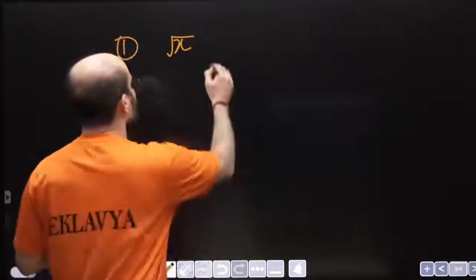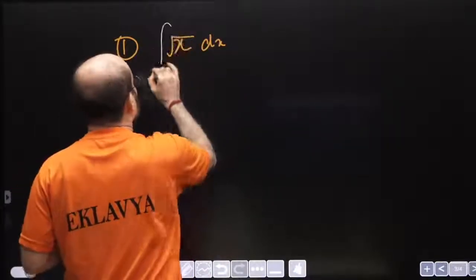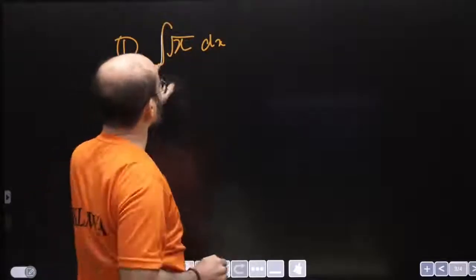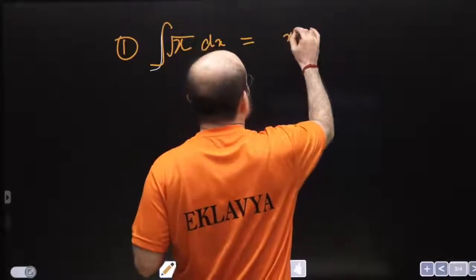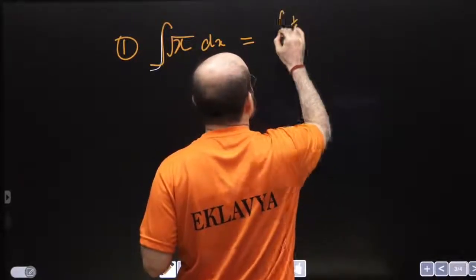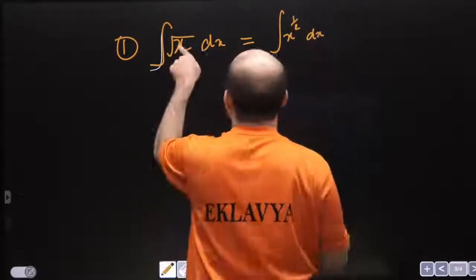This is half, you can see. Okay, what is the value? Can you do it? Can you solve it? Yes, it is easy. How? We will take that x raised to power half into dx. You are aware of this.